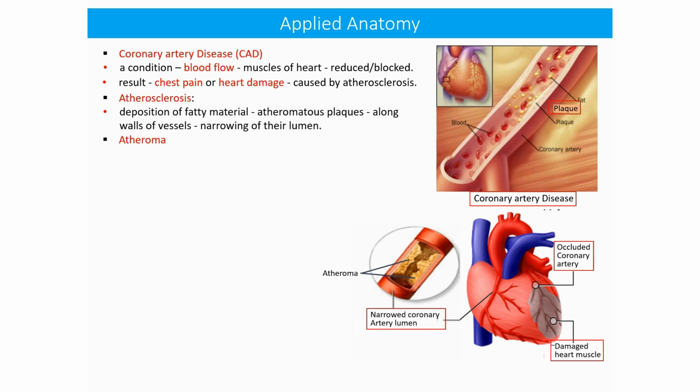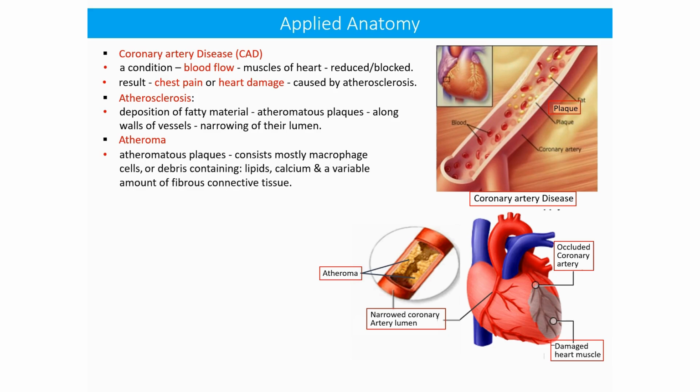Now, what is atheroma or atheromatous plaques? It consists of mostly macrophage cells or debris containing lipid, calcium, and a variable amount of fibrous connective tissue. Another term is arteriosclerosis, which is quite distinct from atherosclerosis. It is actually the thickening and hardening of the vessel wall, leading to loss of elasticity.